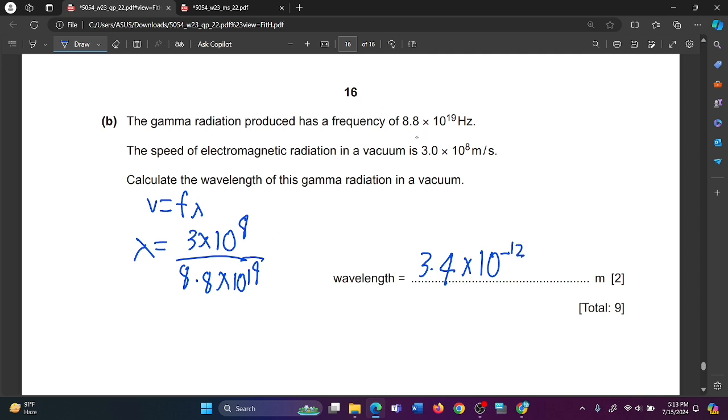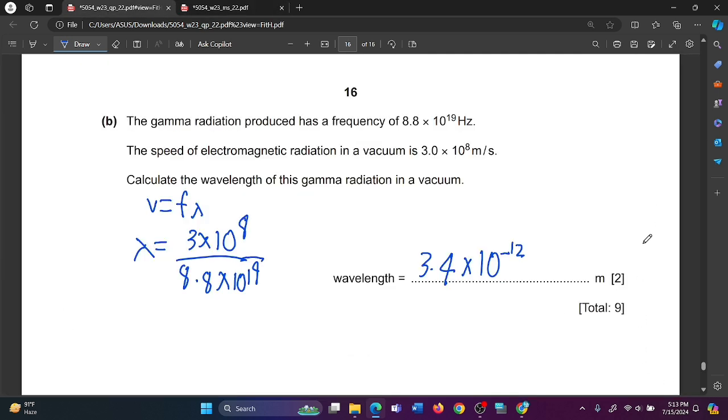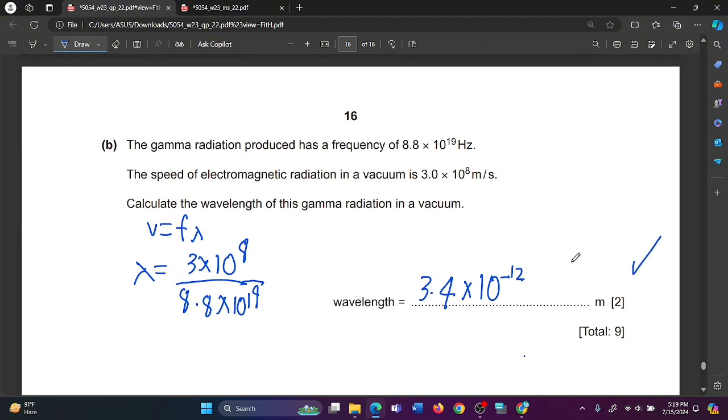The raw values were given to two significant figures, thus our answer should also be of two significant figures. 3.4 into 10 to the power minus 12. This is the answer. Let's look at the mark scheme. Yes, the mark scheme says 3.4 into 10 to the power minus 12 meter. So we got it right as well. So this is it. We have solved the entire paper.